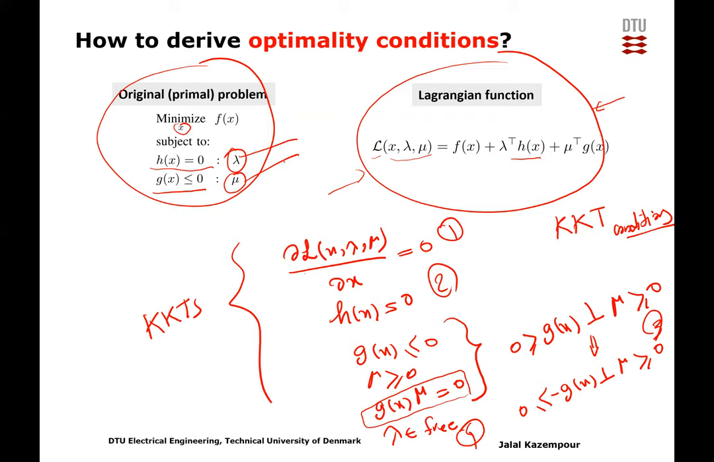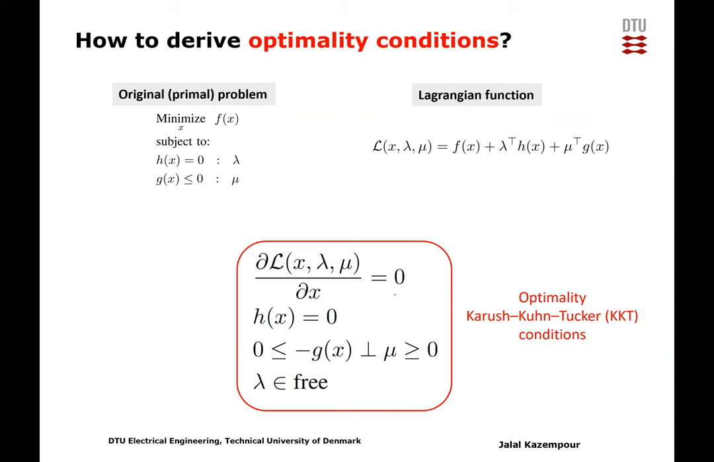Good. So these are our KKT conditions. The derivative of the Lagrangian function with respect to each primal variable should be equal to zero; our inequality constraints; the non-negativity of the dual variable of inequality constraints; the fact that their product should be equal to zero; and the dual variable of the equality constraint is free. That last condition doesn't give you much information, so you can ignore writing it in your KKT conditions. If it's not written, it means that lambda is free. Any question?